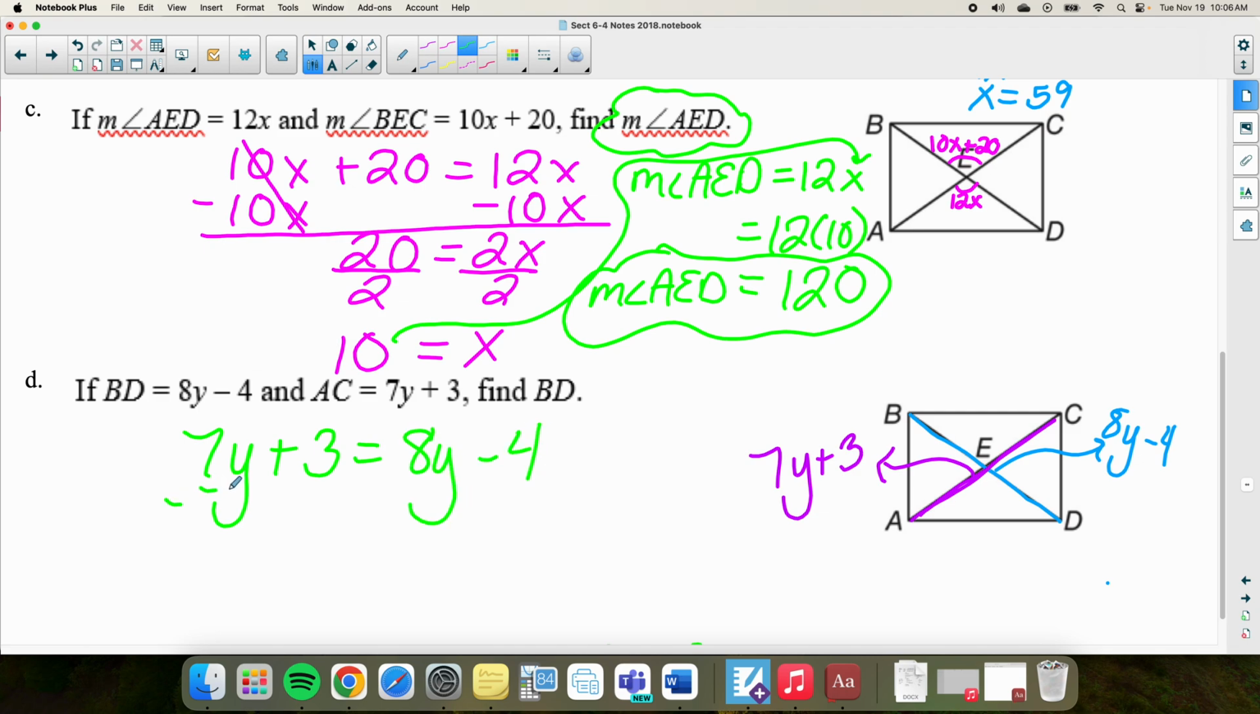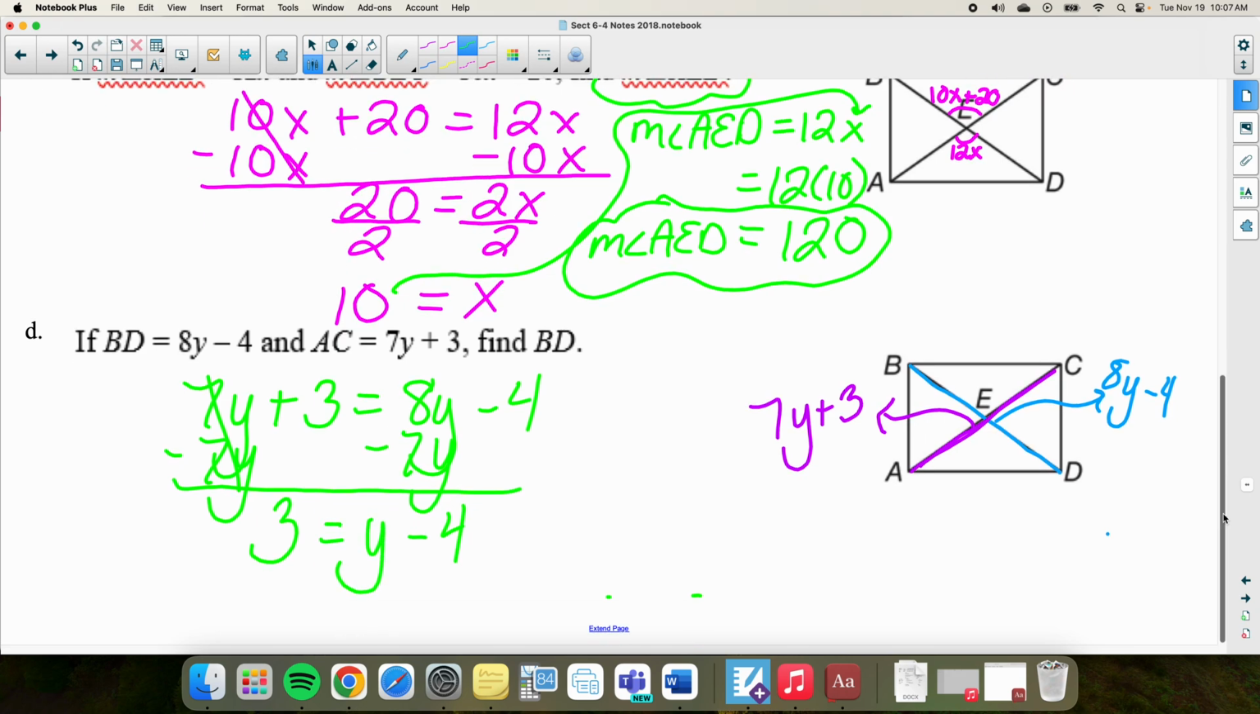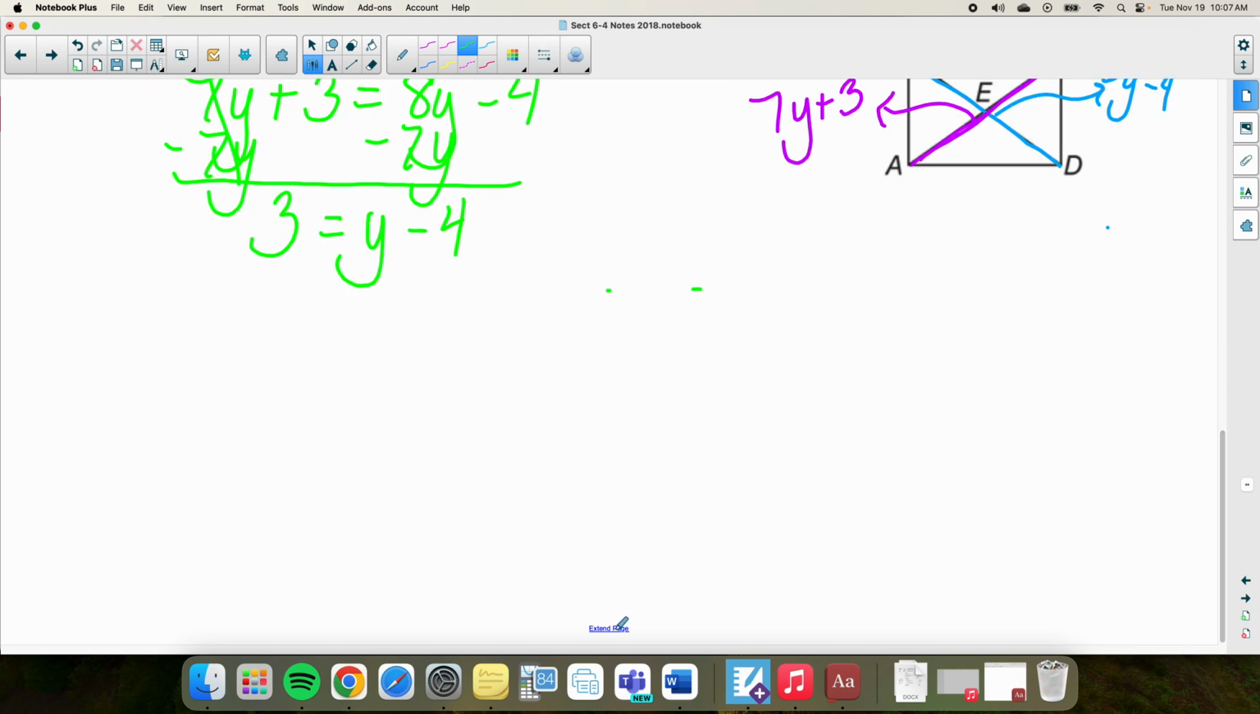And then I'm going to bring my y over, and 3 is going to equal y minus 4. Then I'm going to add 4, and I get that y is 7.